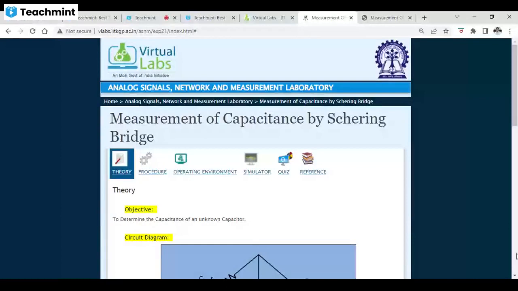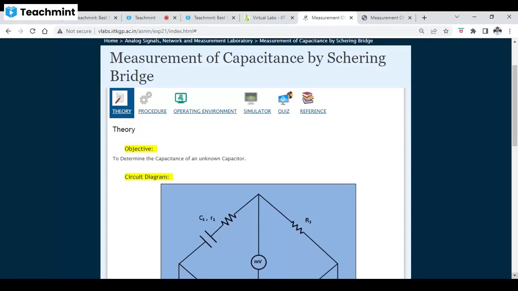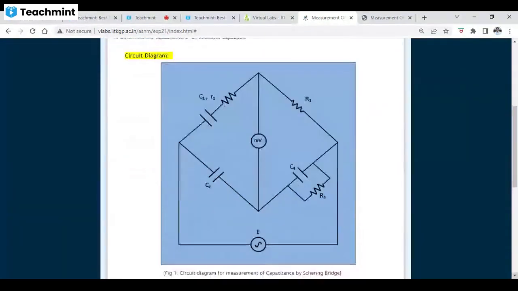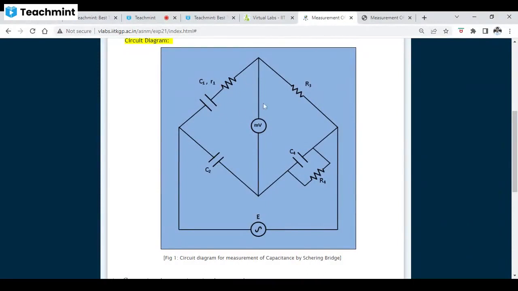Okay, I repeat the same thing again. The measurement of capacitance by using Schering bridge. So theory first: the objective is to measure the capacitance of an unknown capacitor. So this is the circuit diagram of the Schering bridge.